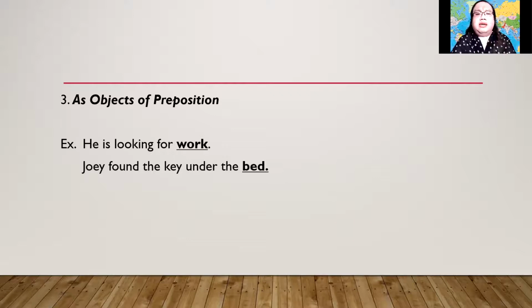Nouns can also be objects of preposition. So, usually, these nouns are found after a preposition and they form the so called prepositional phrase. Let's look at the examples here. He's looking for work. For is your preposition, and the noun after the preposition is work. Therefore, work is the object of the preposition for.